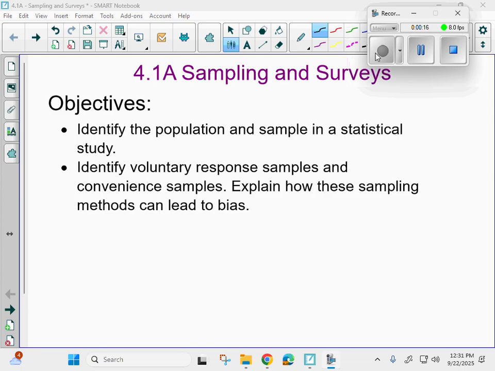Chapter 4 is actually kind of a tough chapter for some people, so be sure you work very hard on this chapter. It's all vocab and no math. So I think that's why maybe some people don't like it.